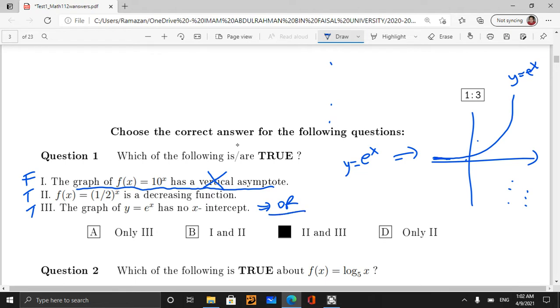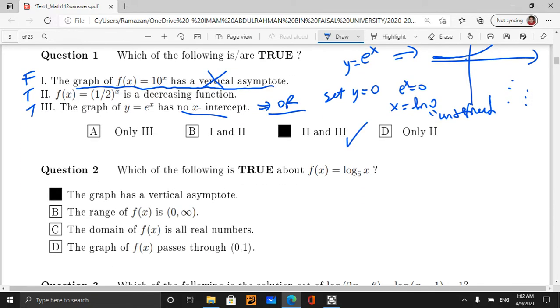Another way of seeing it is to try to find the x-intercept. Set y equal to 0, and you will get e to the x equal to 0. When you try to solve this, you will get x equal to ln 0, which is undefined. So you see there is no x-intercept here. So this is true. 2 and 3 are true.